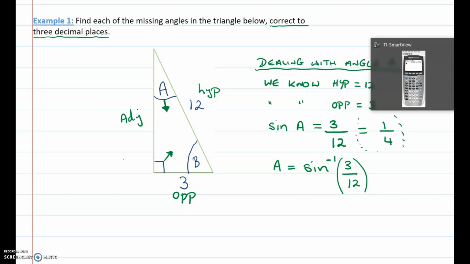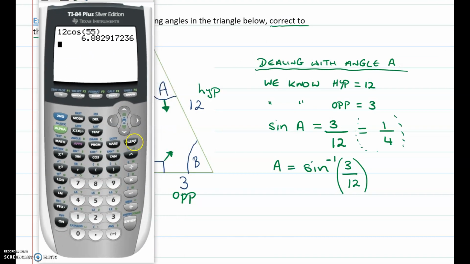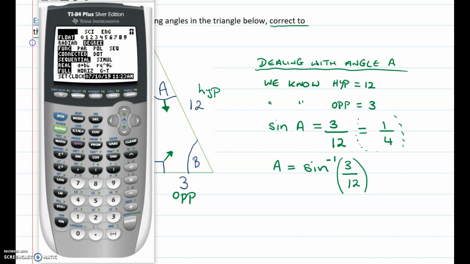So let's bring up the calculator. Okay, now just make sure, let's clear this. Let's make sure we're in degree mode. So hit mode, and you can see that on the third line degree is highlighted, so that's okay. So quit that. And now inverse sine. So to get inverse sine, you do second and then the sine button. So that gives you inverse sine and 3 over 12. 3 divided by 12. And close the parentheses. Hit enter.